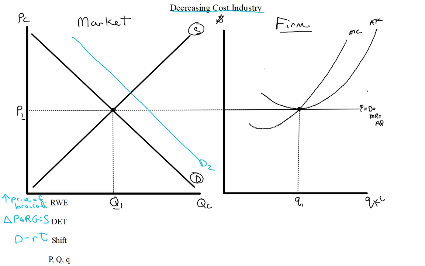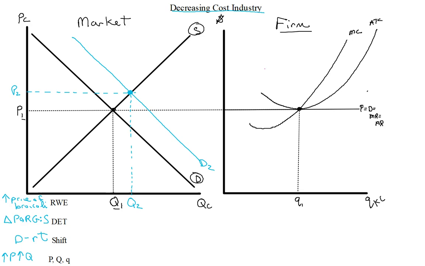Now, what happens in the market when the demand curve shifts to the right? This is basic supply and demand stuff. You could go back and watch my supply and demand video playlist. But when the demand curve shifts to the right, that's going to cause the price of carrots to go up to P2, and the quantity of carrots in the market to increase to Q2. So in the carrot market, what happened? There was an increased price and increased quantity.